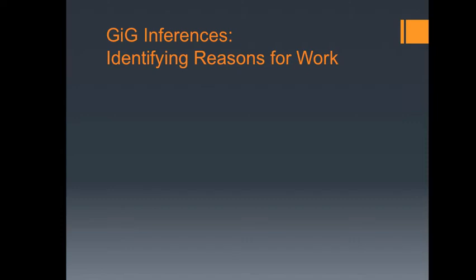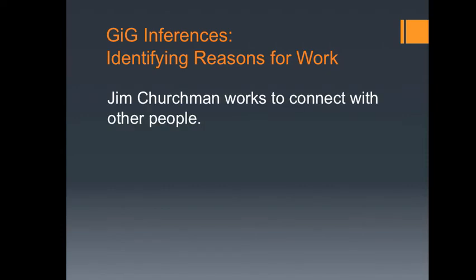Remember, when we read Gig, we're focused in this class on trying to identify reasons for work that the various interviewed workers share with their readers. And sometimes those reasons are explicitly stated, but more often than not, we need to infer the reasons. We need to craft our own conclusions based on evidence and our reasoning. So let's look at an example.